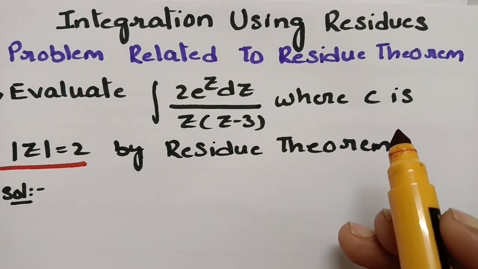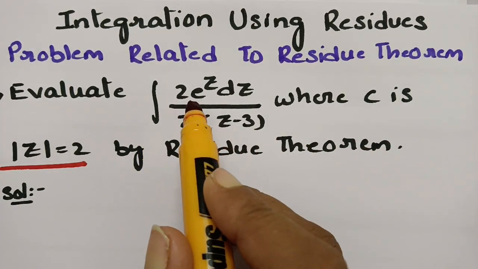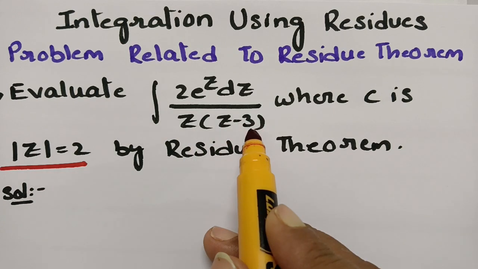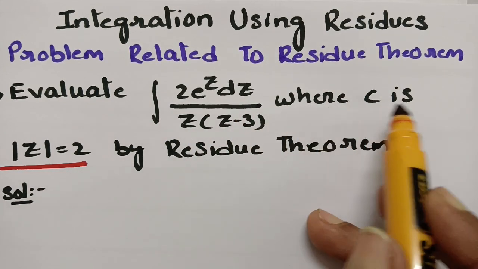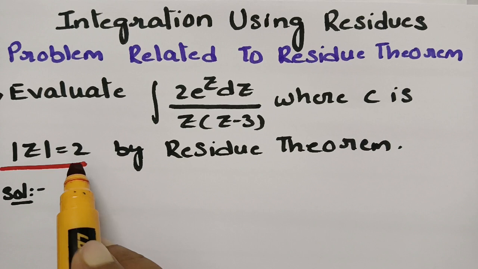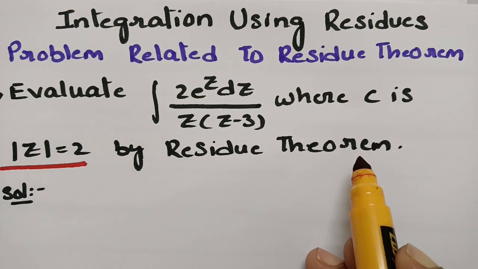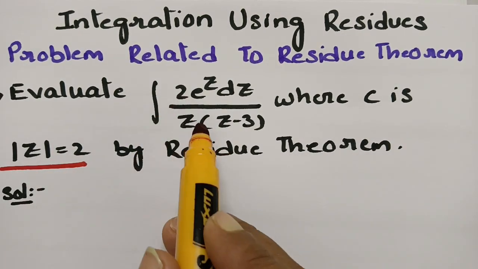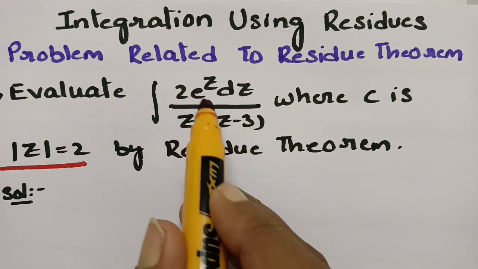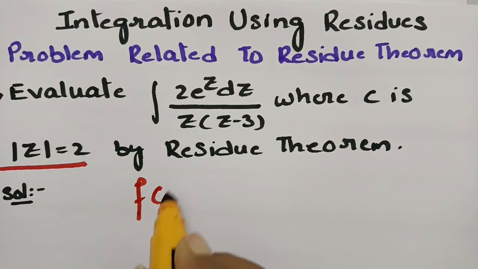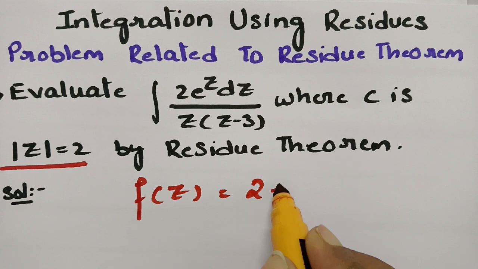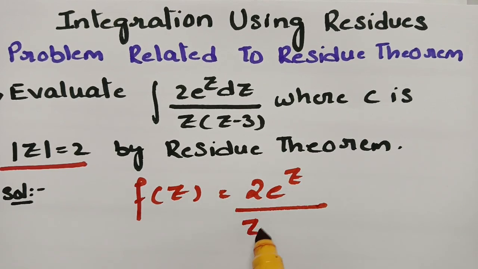In this video, we have to evaluate the integral of 2 e^z / (z(z - 3)) dz, where C is |z| = 2. By the residue theorem, this is the integral of f(z) dz, and clearly f(z) is nothing but 2 e^z / (z(z - 3)).